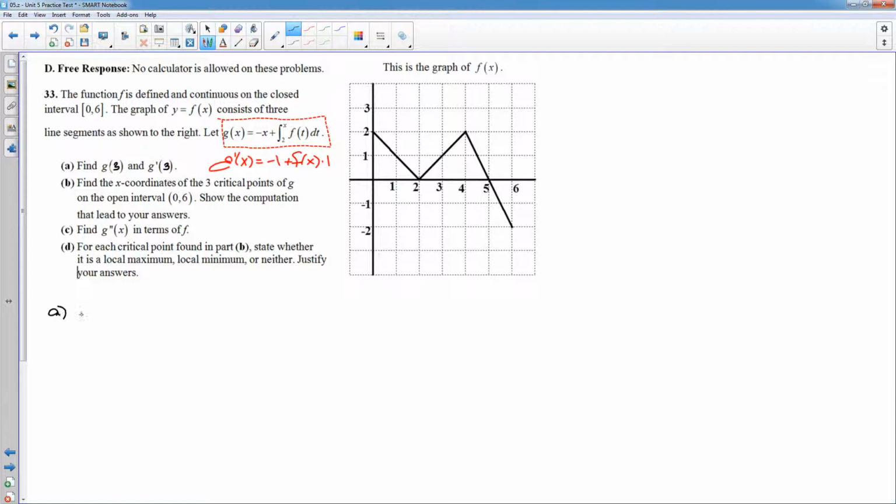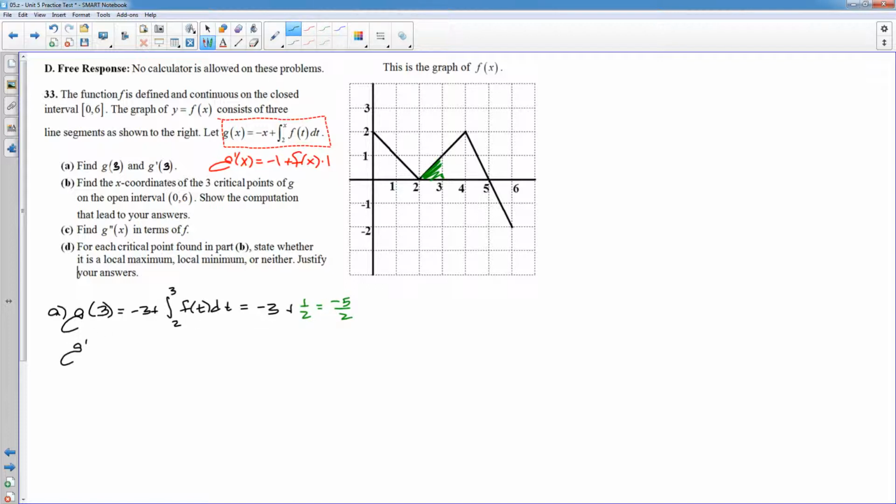And then for g of 3, you just plug in 3 for the x's. So g of 3 is going to be negative 3 plus the antiderivative from 2 to 3 of f of t, dt. And that'd be negative 3 plus the antiderivative from 2 to 3, which is simply the area under the curve from 2 to 3, and that is 1/2. Negative 3 plus 1/2 is negative 5/2. So there's g of 3.